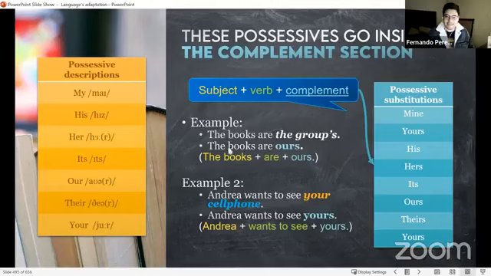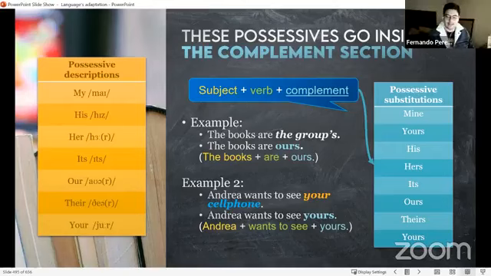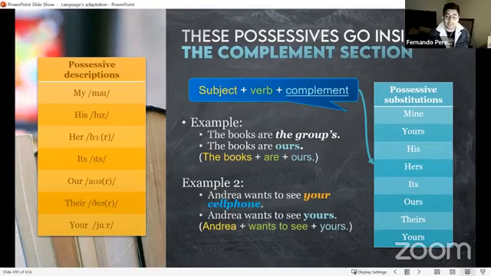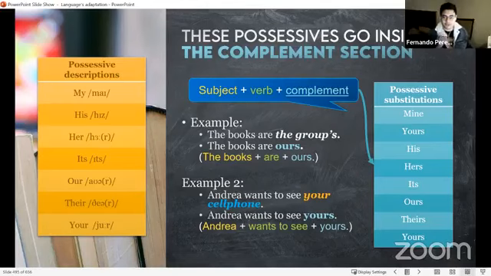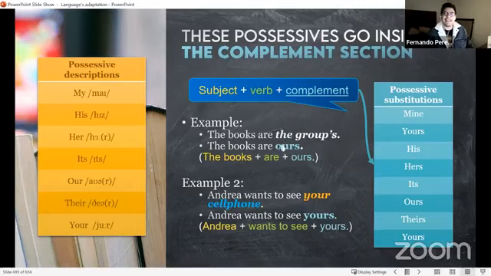This idea is equivalent to this idea. It's the same. In this case, if there is only a book, we can write, the book is ours. It's only one book for everybody. So now that you understand this, you need to check how ours finishes in S.